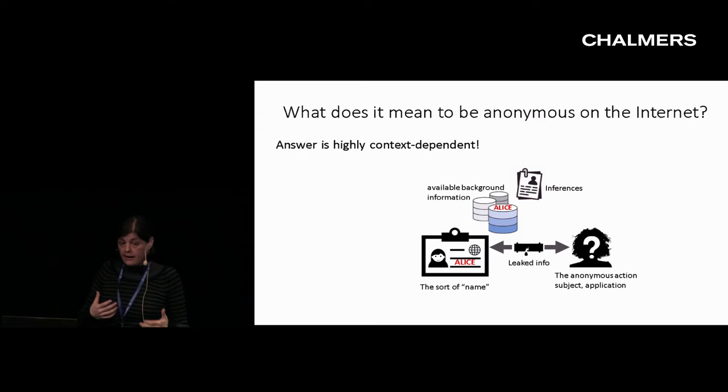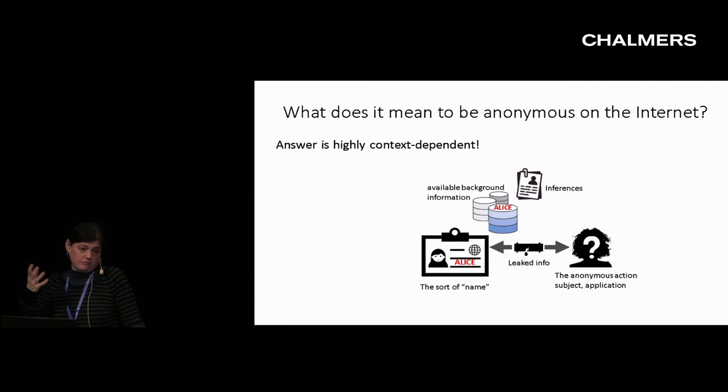So a very good anonymity system would not leak information. They would keep this completely separate, the anonymous person and the name. But very often, we would have leakages that help us either completely succeed or maybe partially succeed in connecting the person to the name.